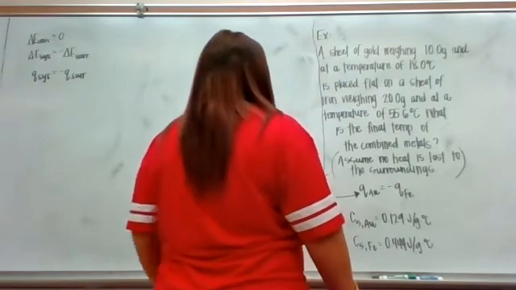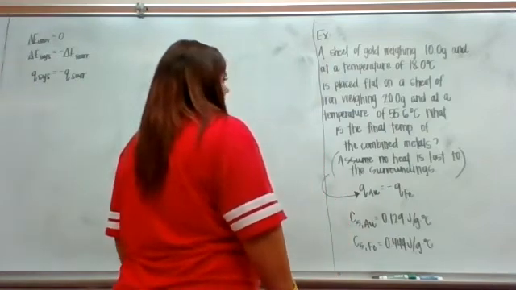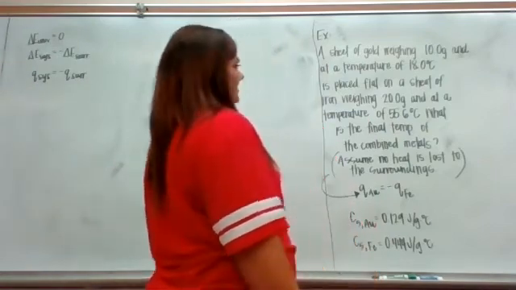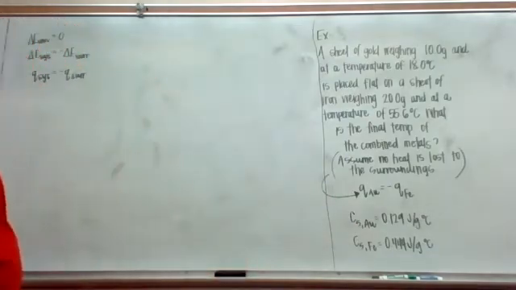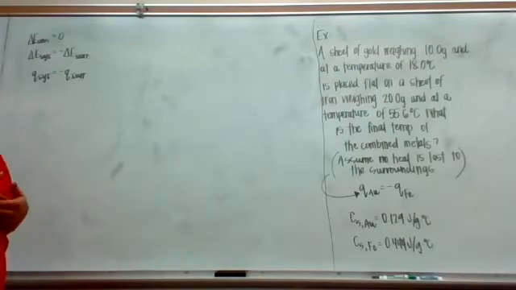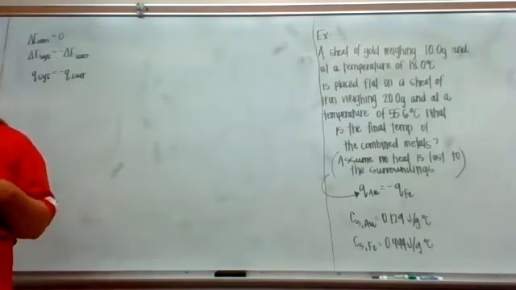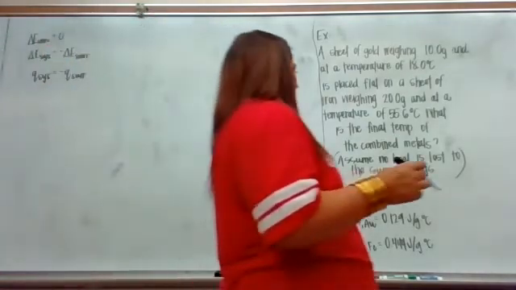This example says a sheet of gold weighs 10 grams and is at a temperature of 18 degrees Celsius. It is placed flat on a sheet of iron weighing 20 grams and at a temperature of 55.6 degrees Celsius. What is the final temp of the combined metals? In other words, what is the temperature when these two metals reach thermal equilibrium?